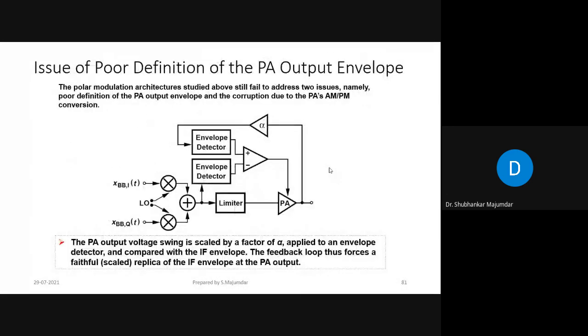And then we come to the issue of poor definition. We are only increasing the envelope detector so that whatever the variation due to the process, temperature, voltage or power levels should be tracked easily and given to the power amplifier, so that at any PVT condition it does not get corrupted. Means whatever the calculated transmitted power, the same transmitted power should be given to the output.